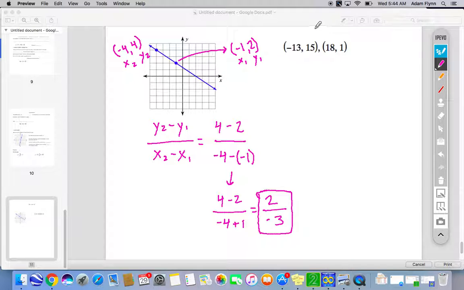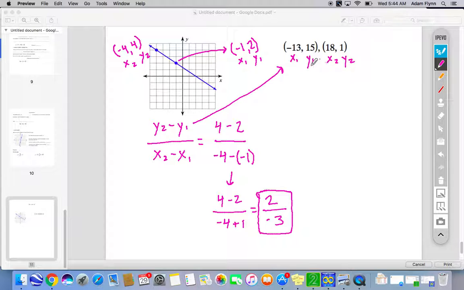All right, so let's go to this problem right here. So we're given 2 points. So we're not given the graph. They've actually done some of the work for us. Okay, they've given us these 2 points. So what I'll do, I'll use this same formula. So I'll label all my points. So let's say this is x1, this is y1, this is x2, and this is y2.